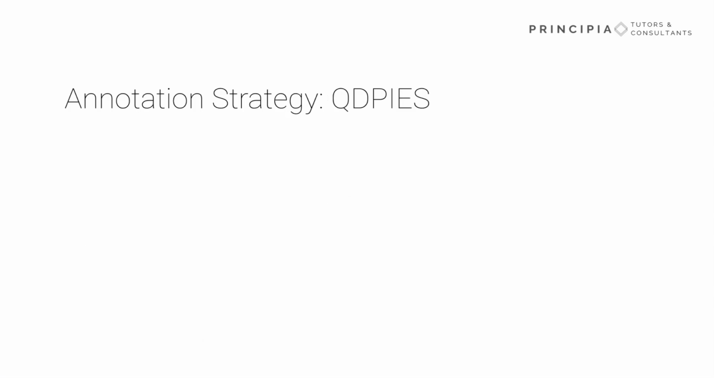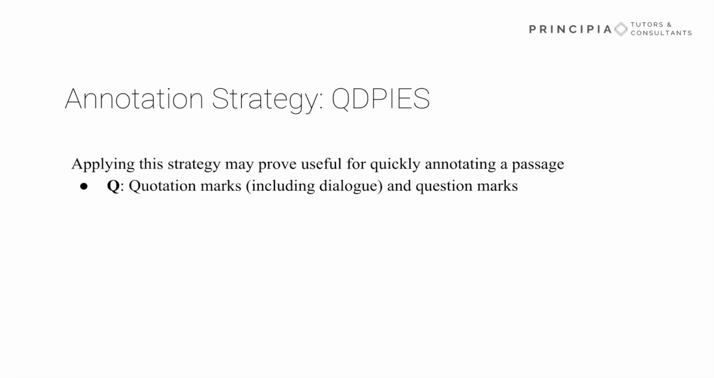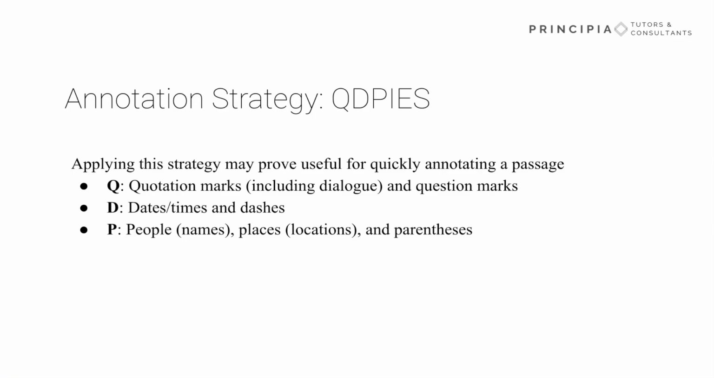All right, so what's the whole deal with cutie pies and what does it stand for? So Q, that's quotation marks that would include dialogue and question marks. So these are often showing a transition between speakers or emphasis for important pieces of information. And question marks, they can draw your attention to curiosities or even give you insight into how the author feels. D for dates, times, and dashes. Again, these are often used for emphasis, and dates and times are useful pieces of information because they provide added context. P for people, so names, places, locations, and parentheses. Again, these can be used for emphasis or to draw attention to important actors or locations.